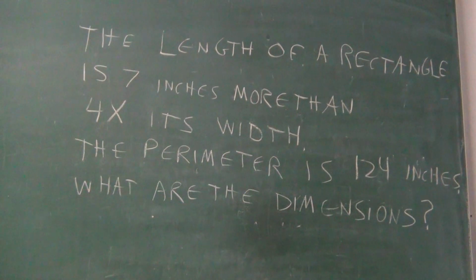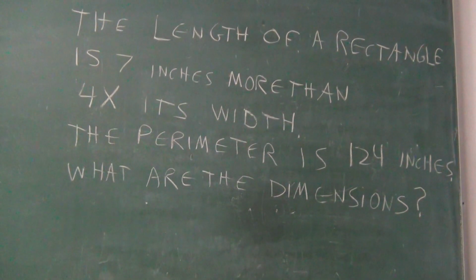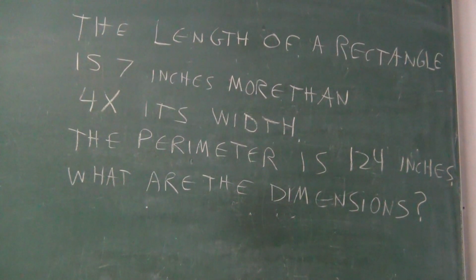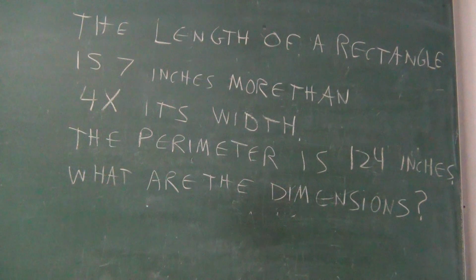for that big one. And this is about a rectangle. The length of a rectangle is 7 inches more than 4 times its width. So that's the first equation. This is 2 equations with 2 unknowns. And then the perimeter is 124 inches. So what are the dimensions?